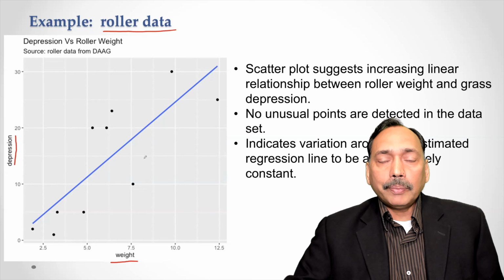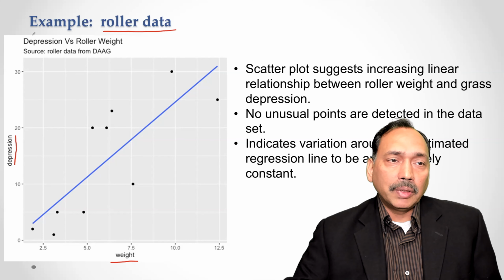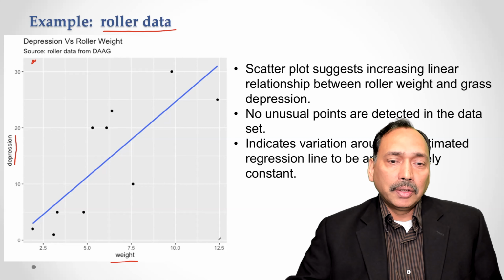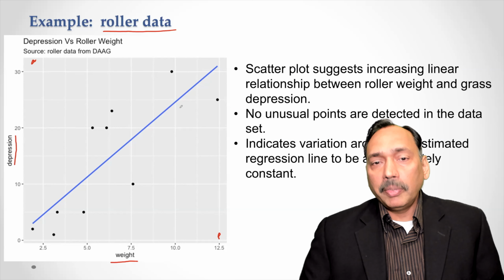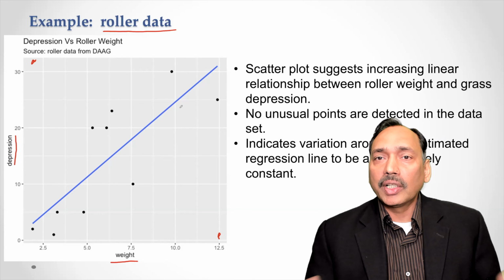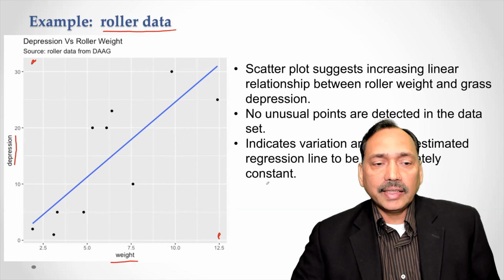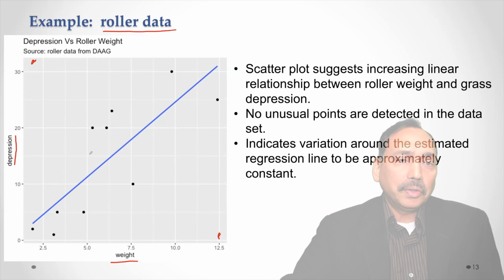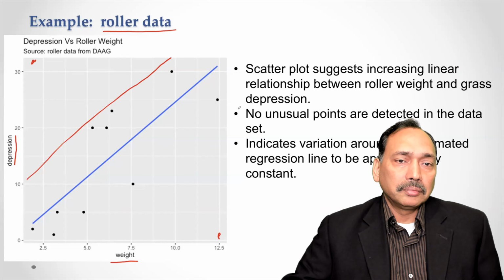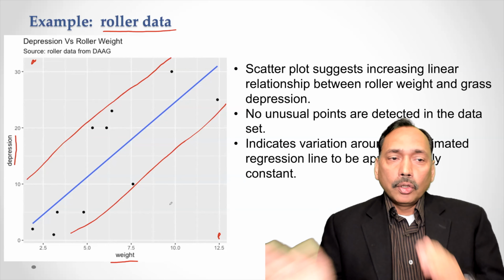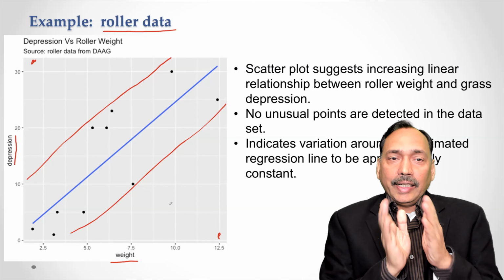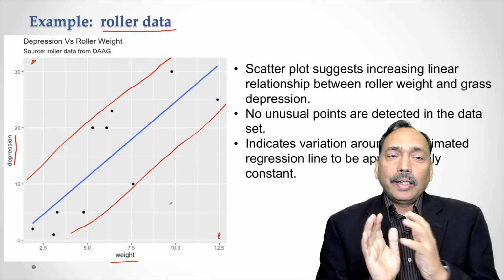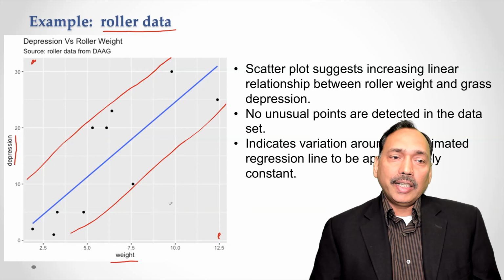So we don't have any data point which is very far away from the line of best fit. Basically, unusual data points refer to the outliers, so we don't see anything like that. It also indicates that the variation around the estimated regression line is approximately constant. If you think of this as a band, the variability around the middle line, that blue line, is roughly around these two. So it seems to be uniform.